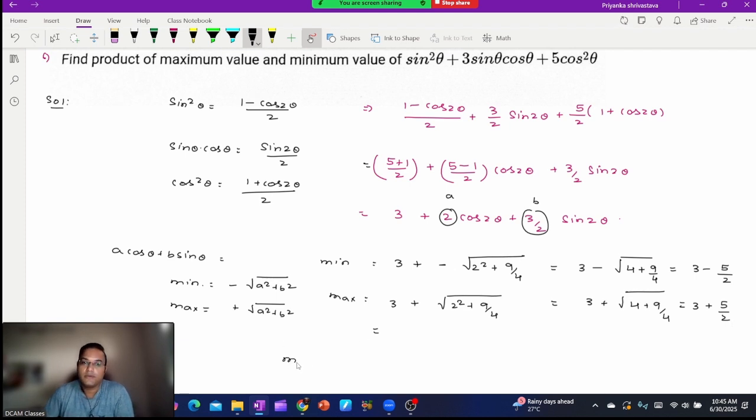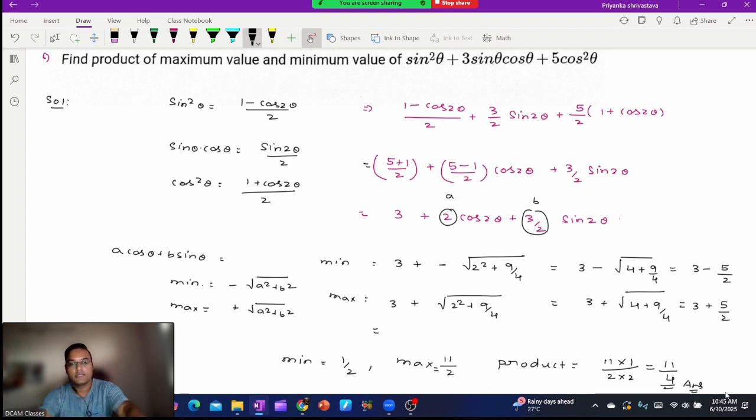So the minimum value became 1 by 2, and the max value became 11 by 2. The product will become 11 into 1 by 2 into 2, that is 11 by 4. This should be your answer. Easy, very easy. Let's move on to the next question.